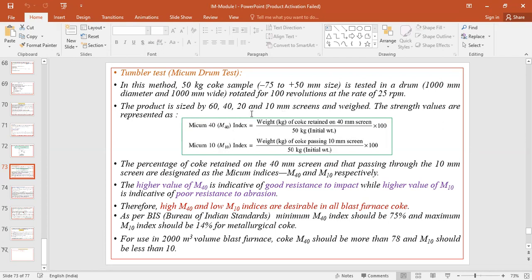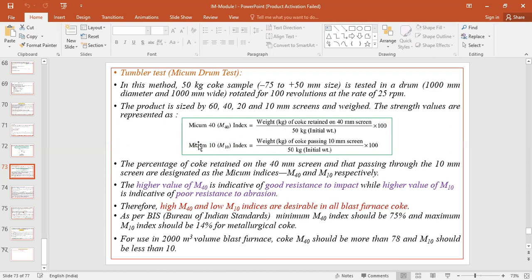and we can find out the M40 and M10, which represent the resistance to impact and resistance to abrasion. The M40 can be calculated by using this particular formula, that is weight of the coke retained on 40 mm screen divided by the initial weight of the coke, whatever you have taken, that's 50 kg, into 100.